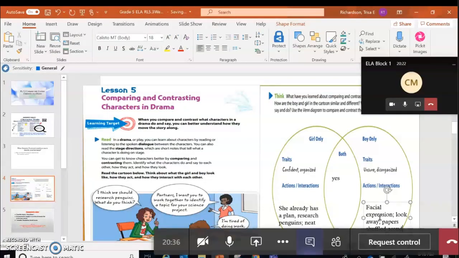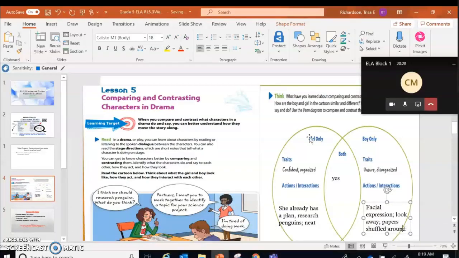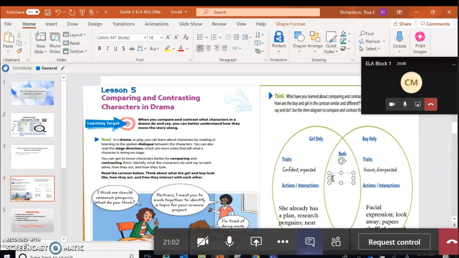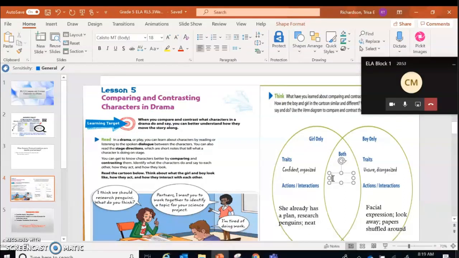Now, you guys did an excellent job of helping me distinguish between the characteristics of the girl and the boy, but there are some things that they do have in common. So what's the same about both of these people in this sketch? Look at it again. The teacher is speaking to them. Do they have anything that they have to do that's in common? Is there a task that was given to them that's in common? Amaya? Hey, Amaya.